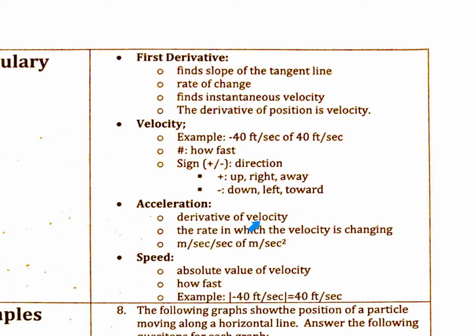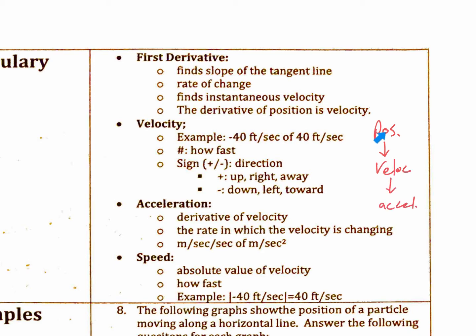Acceleration is the derivative of velocity. So velocity was the derivative of position. Acceleration is the derivative of velocity. So I've got position. I've got velocity. Whoa, I can't spell worth a dang. And then I've got acceleration.